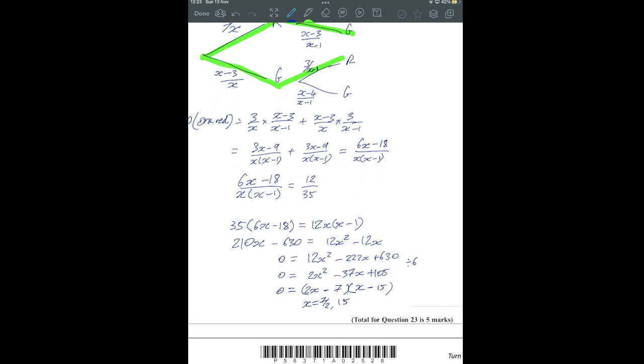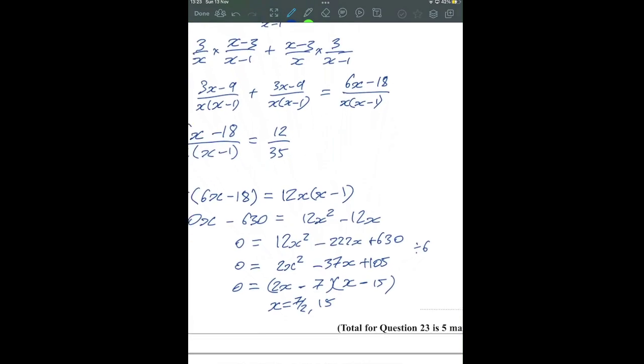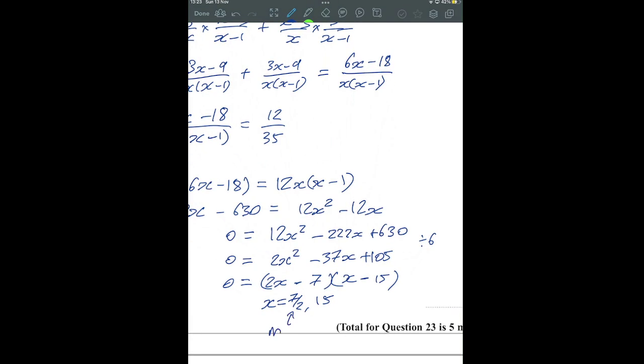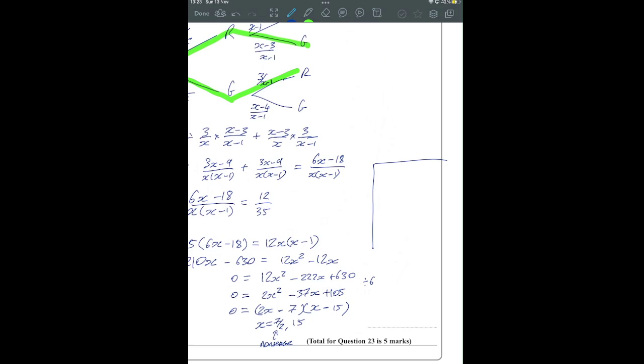Again, probably better to use quadratic formula there. So we've got our two potential values of x. However, one of them is completely nonsense. The 7 over 2 doesn't make sense for this problem because x was the number of sweets. But now we have total sweets is 15. So the number green, well, there are 3 red ones, so there are 12 green sweets in total.